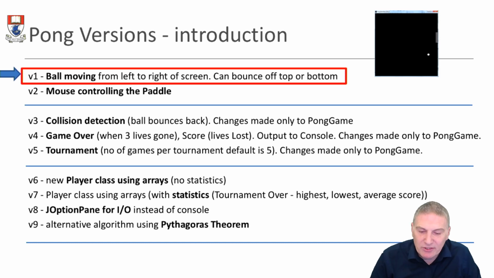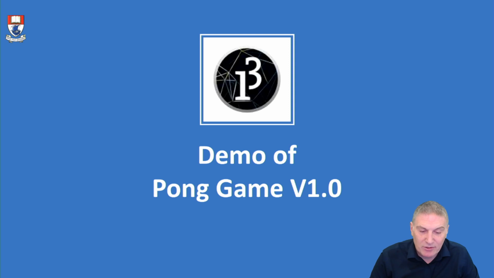Okay, so we're going to start off with the first part of our game, which is the ball moving over and back on the screen. Version 1 is concerned with the ball moving from left to right on the screen. There's one further complication. It can bounce off the top or the bottom of the screen, so we're going to have to handle that as well. Okay, so demo of Pong game version 1.